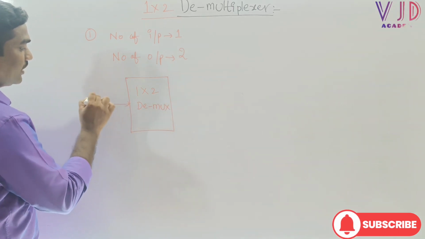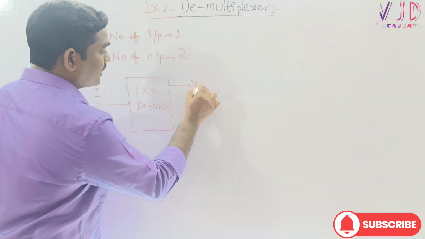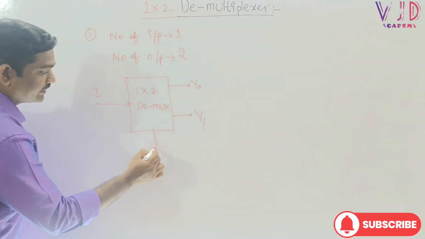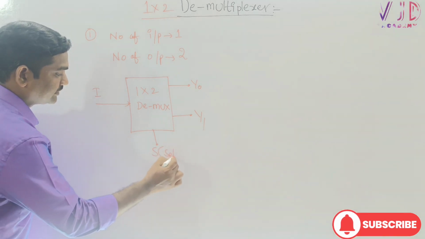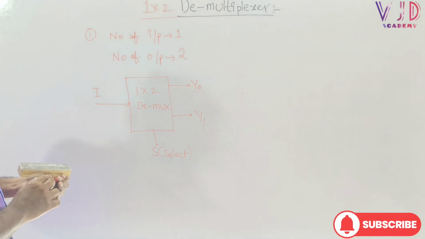Here there is only one input, I, and the outputs are Y0 and Y1. There is a select line called S. So now let us try to understand.